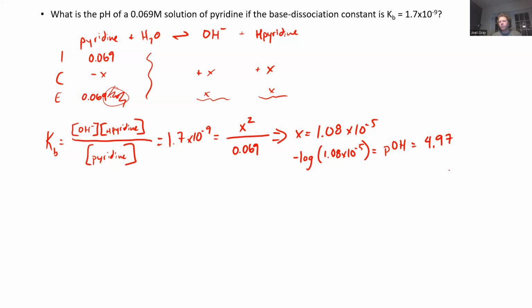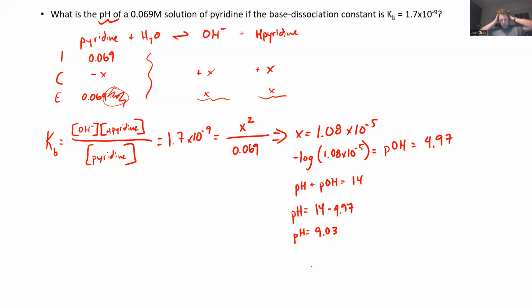Now don't fall into the trap of saying, oh, there's my answer. This question is asking for your pH. So long as you remember that pH plus pOH equals 14, you're going to be in good shape. And so that means effectively pH is equal to 14 minus 4.97, and that is going to be pH equals 9.03.